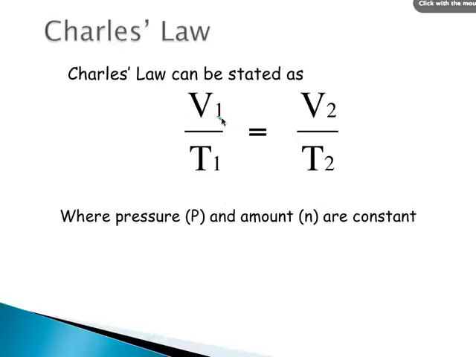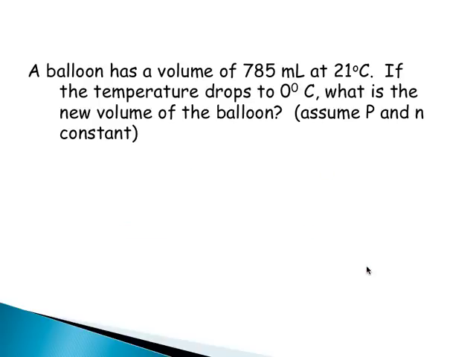Volume of the gas in the first condition over temperature of the gas at that first condition is going to be equal to the volume of the gas at the second condition over the temperature in Kelvin at the second condition. Again, remember, pressure and the amount of gas particles are held constant. Let's put this into practice.